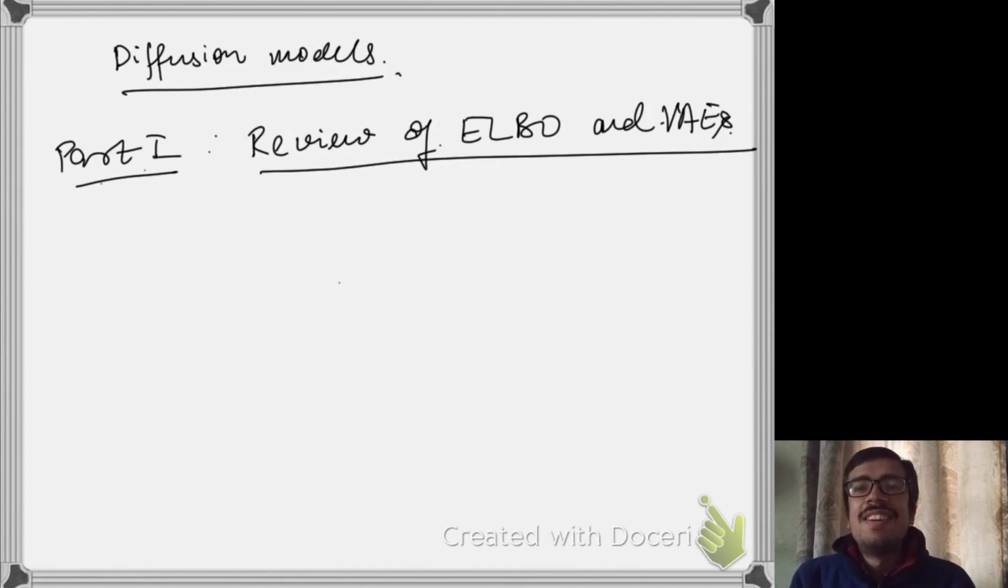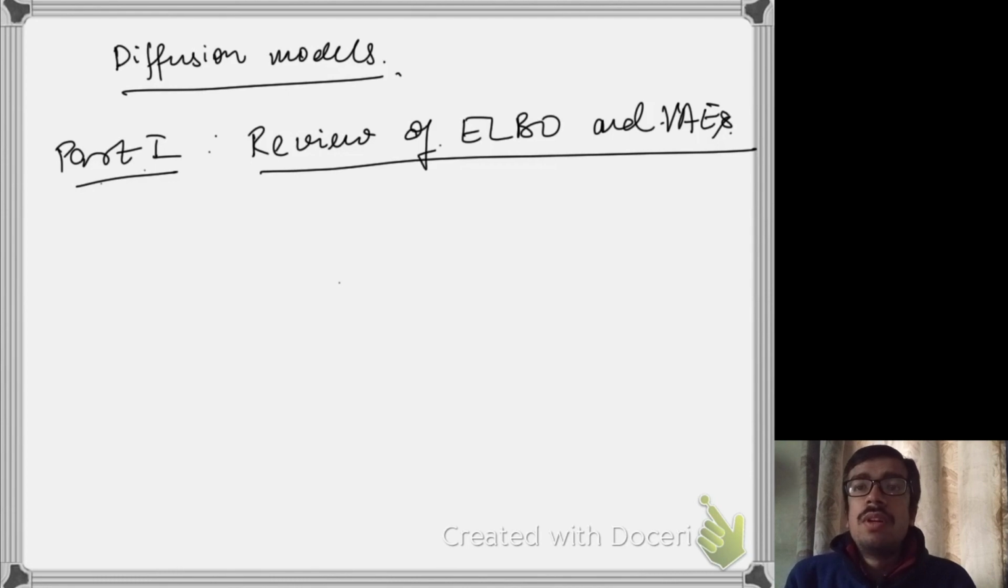Hello everyone, welcome to this lecture series on diffusion models. So recently several generative models for images have come up, which include, for example, DALL-E or ImageGen. Basically these models take text as an input, and you can generate fancy images based on the text prompt which you have given.